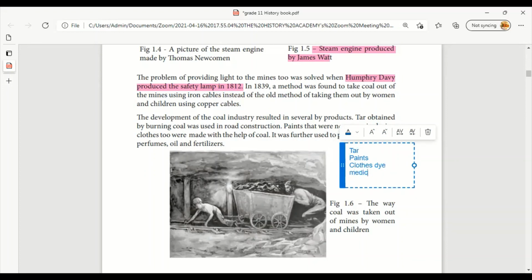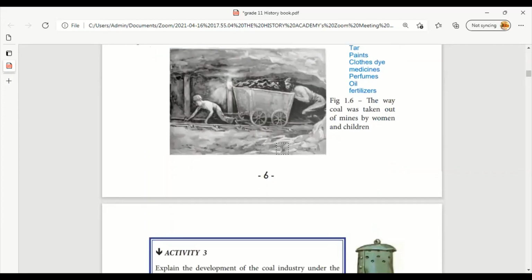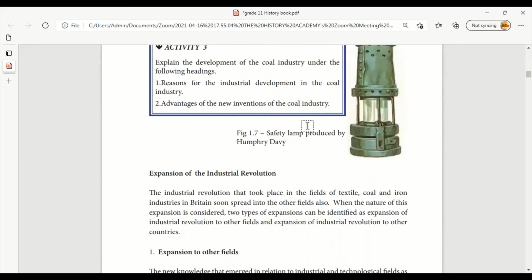So coal was used to produce medicines, perfumes, oil, and fertilizers. These are some of the uses of the coal industry, right? By using coal, they produced tar, paint, clothes dye, medicines, perfumes, oil, and fertilizers. So due to the development of the coal industry, there were many byproducts as well. This is the safety lamp produced by Humphrey Davy.